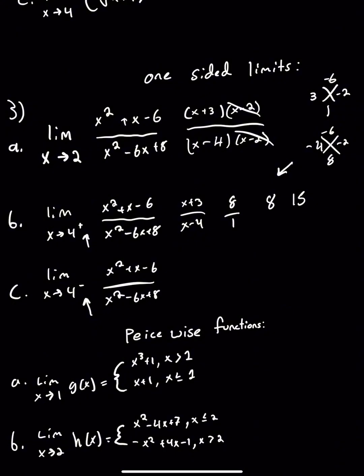Then you plug in a smaller number. Let's go 4.1. 4.1 plus 3 is going to be 7.1 over 0.1. And as you can see, the numbers keep getting larger and larger, which means that this limit approaching from the right is going to be equal to positive infinity, because it's going up. So now let's look at it from the left.